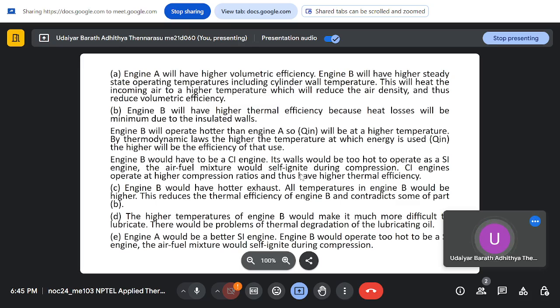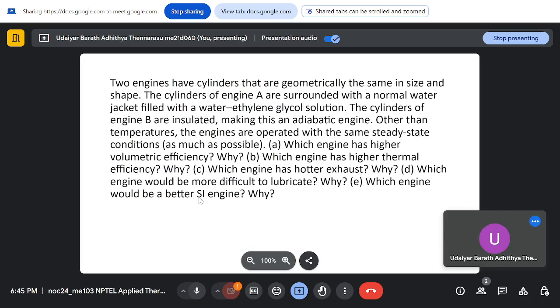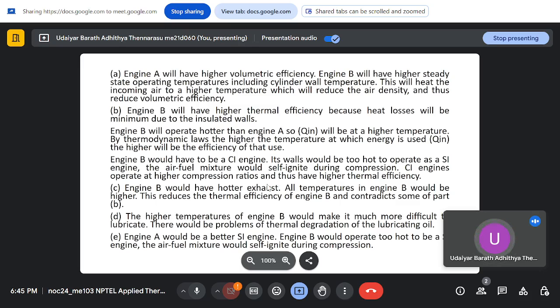Third is which engine has hotter exhaust. Engine B again will have hotter exhaust because all temperatures in engine B would be higher. This will slightly reduce the thermal efficiency of engine B, but still, comparatively overall, it will give you a better efficiency. Fourth is which engine would be more difficult to lubricate. Again it will be engine B because it's operating at higher temperature.